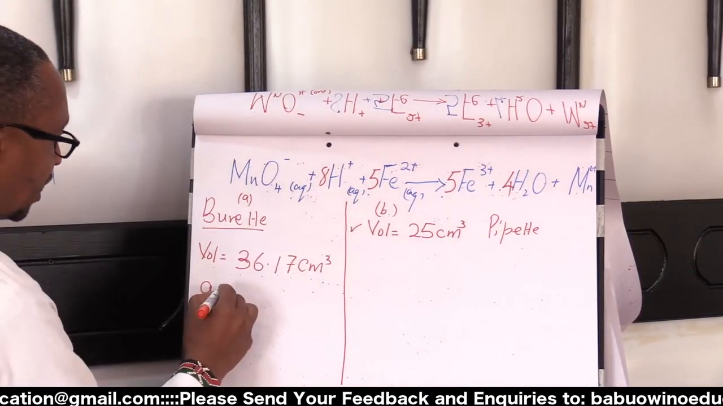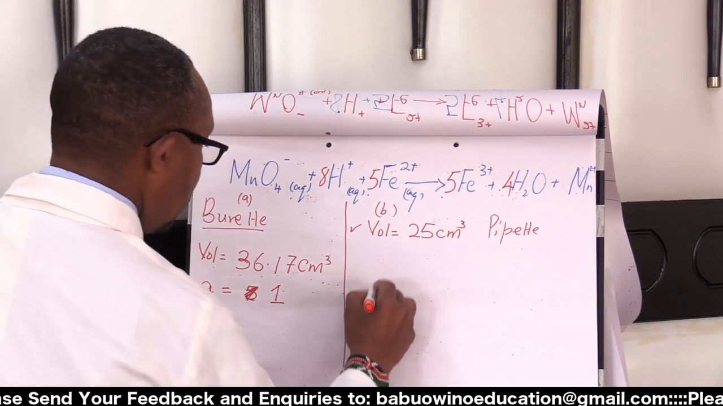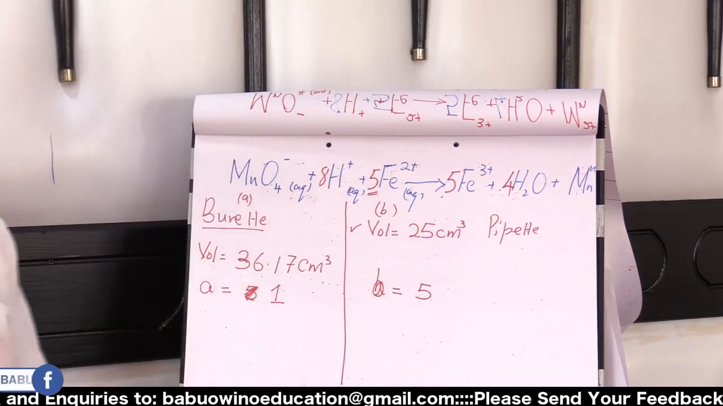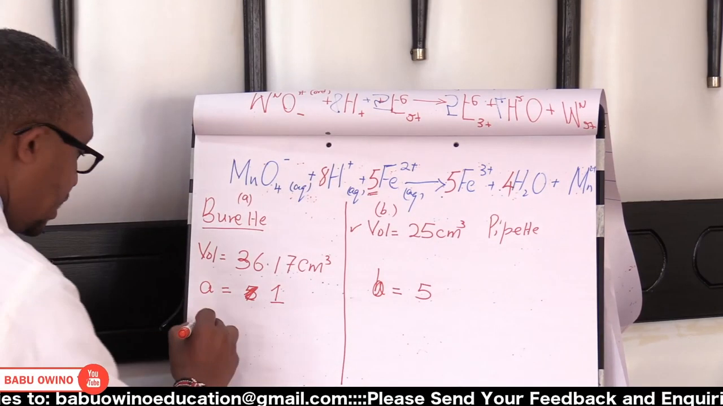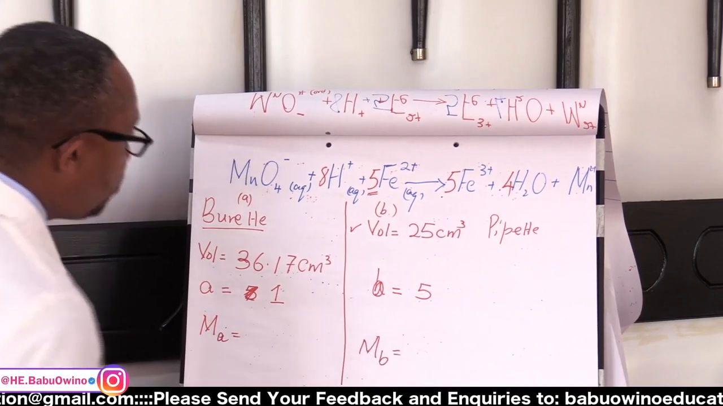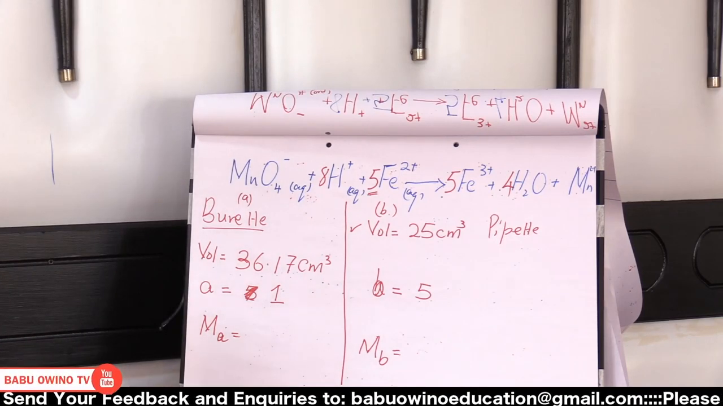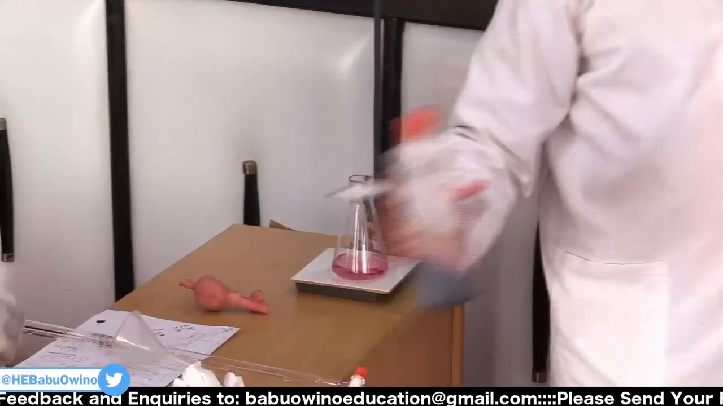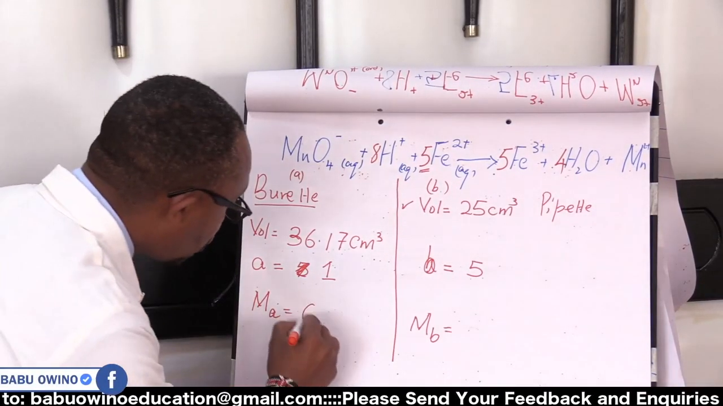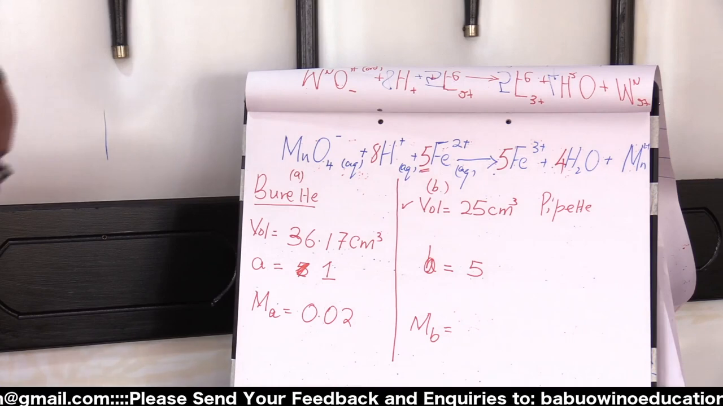And the mole ratio, so A here is 1, B here is 5. So these two are combining in the mole ratio 1 is to 5. Then here we are dealing with molarity of A and molarity of B. Depending on the information given, we can work out here. For instance, the information that we were given by the examiner is that the burette solution was 0.02 molar. So simple exercise, don't worry.